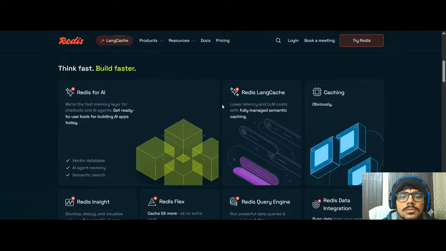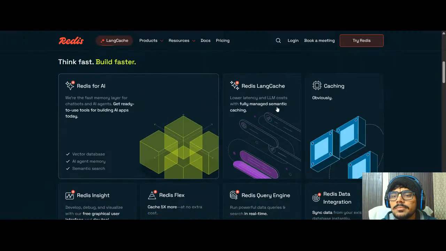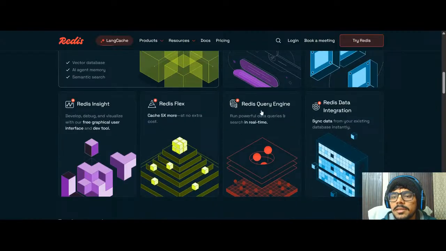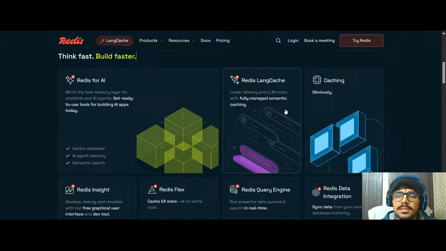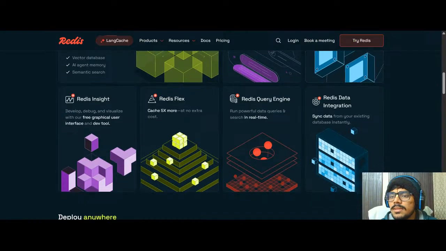Fine. So that is for AI, then caching. Let's look into caching first. Then later we might look into the data ingestion as well as data engine as well. It is obviously on the processing side of the whole cycle.